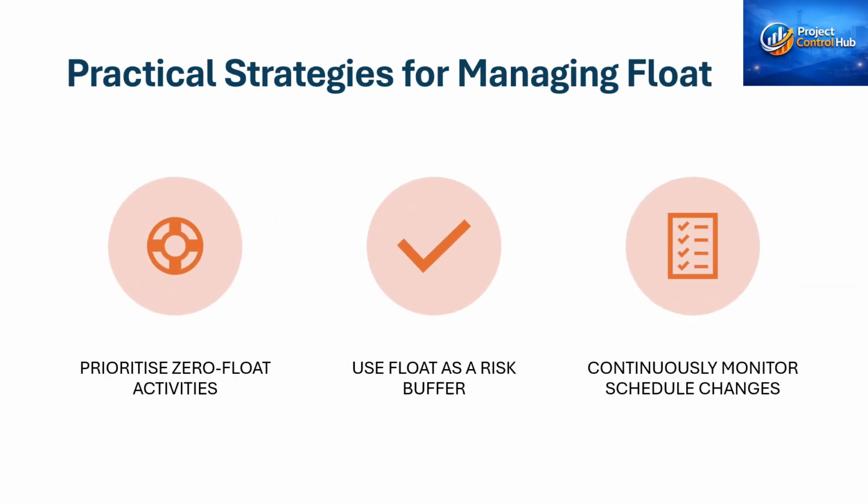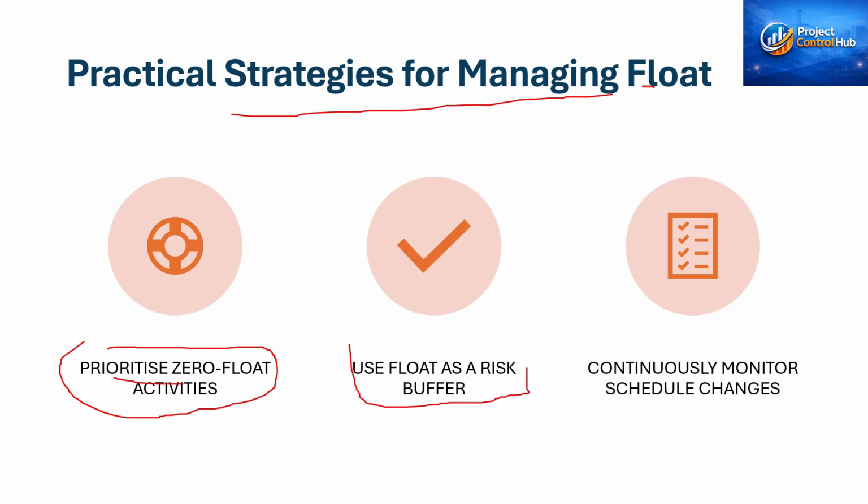So there are some strategies for managing float in the project. One is that we need to prioritize those activities which have zero float, that means the activities which are on the critical path. We need to use float as a risk buffer or as a risk mitigation measure in the project, and we need to continuously monitor schedule changes, because the critical path may change or the plan of the project can be changed. We need to make sure of all these things in the project.